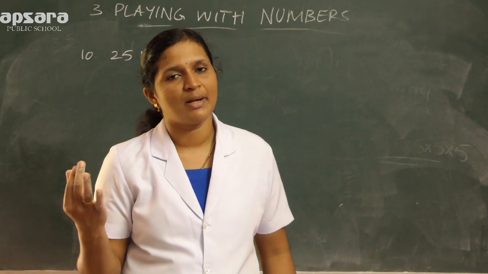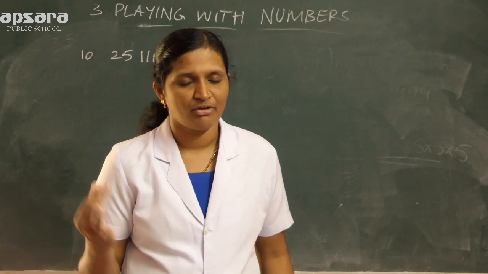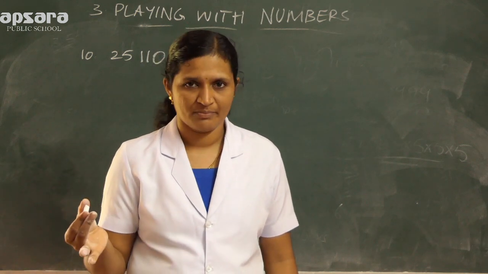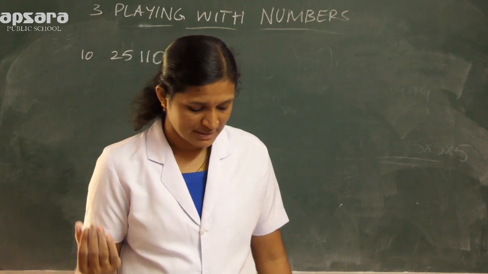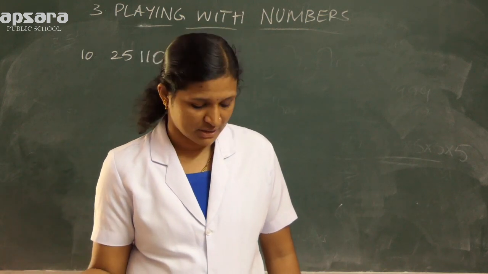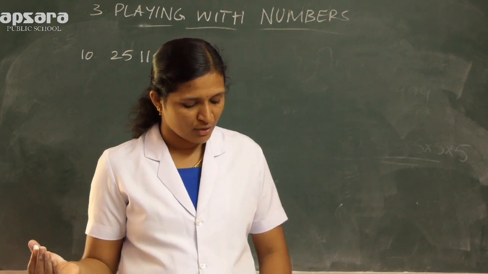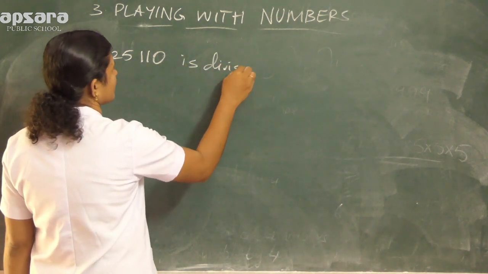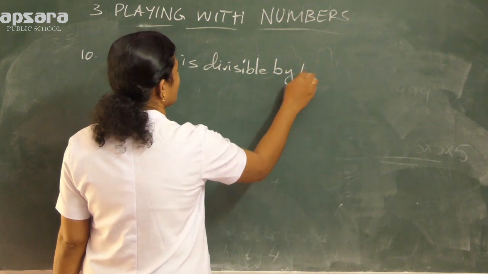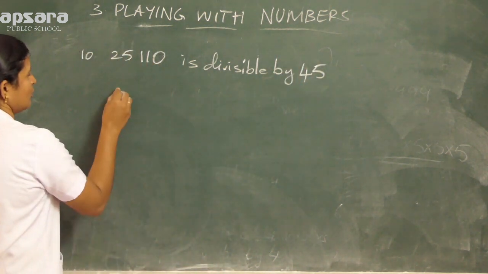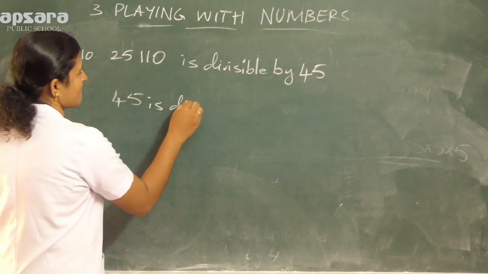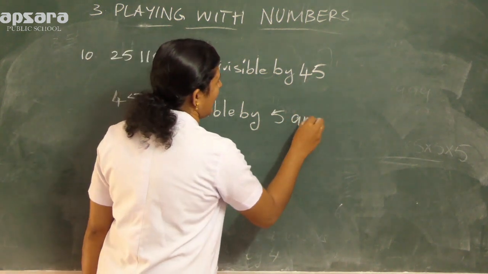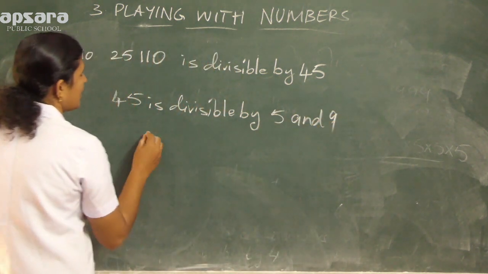If a number is divisible by two co-prime numbers, that number is also divisible by their product. Here the given number 25,110 is to be checked for divisibility by 45, right? But 45 is divisible by 5 and 9.